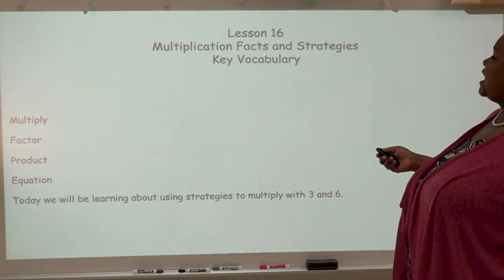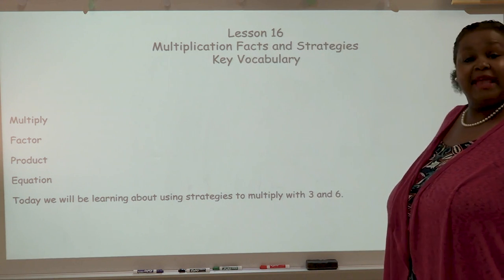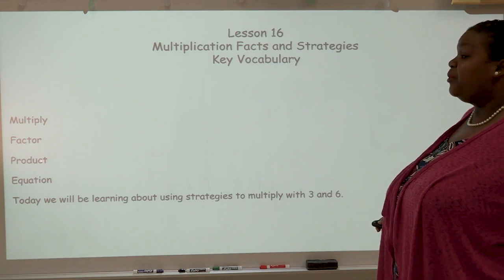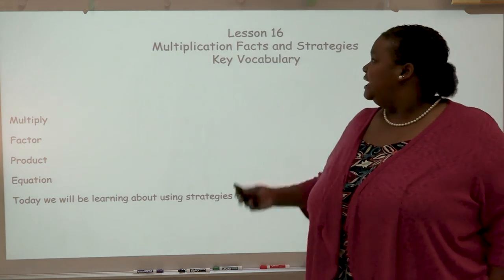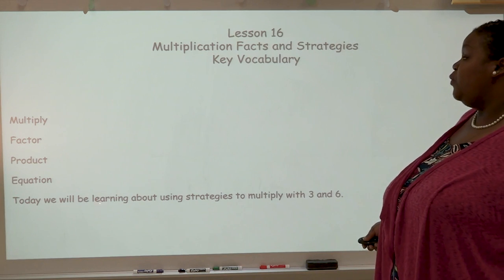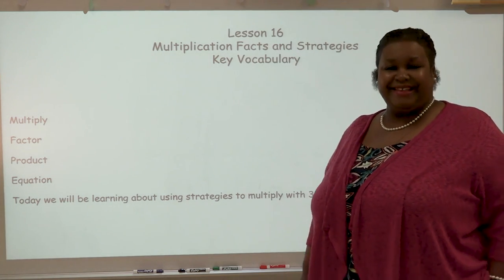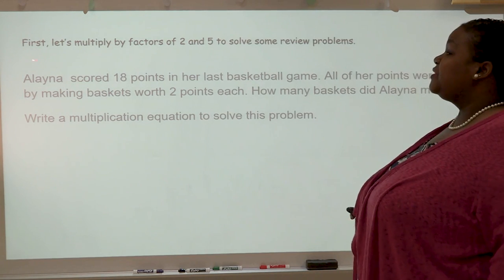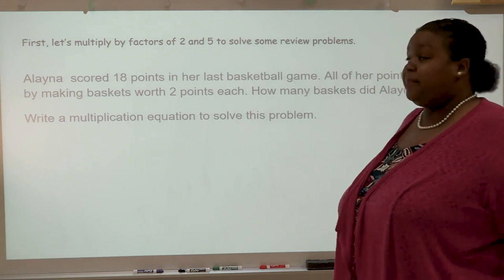Lesson 16, Multiplication Facts and Strategies, Key Vocabulary. I have some words. Will you say them with me? Multiply, factor, product, equation. Those are some of the words we'll be using for Lesson 16. Today we will be learning about using strategies to multiply with 3 and 6. All right, let's get warmed up first. First, let's multiply by factors of 2 and 5 to solve some review problems.